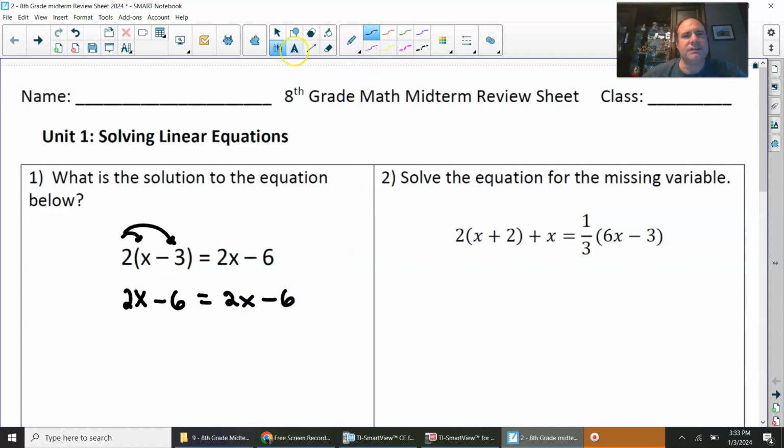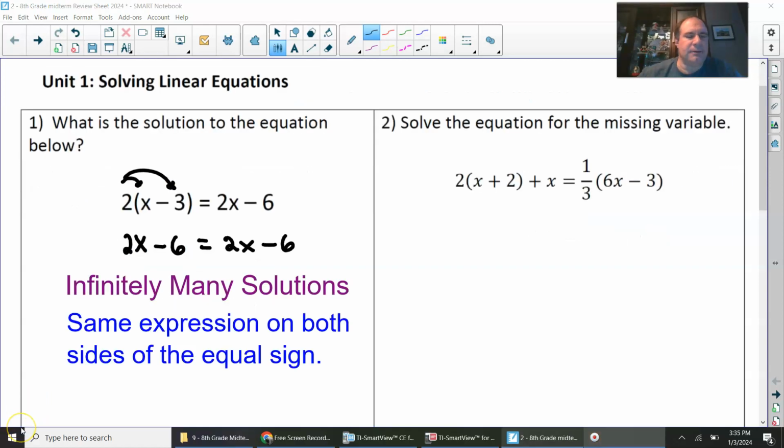So you might notice that you have the same expression on both sides. And when you have that same expression on both sides of the equal sign, you have infinitely many solutions. So that's what that answer is. Number 2, again, you have distributive property going on right here. This is 2 times x, which is 2x, 2 times 2, which is 4.